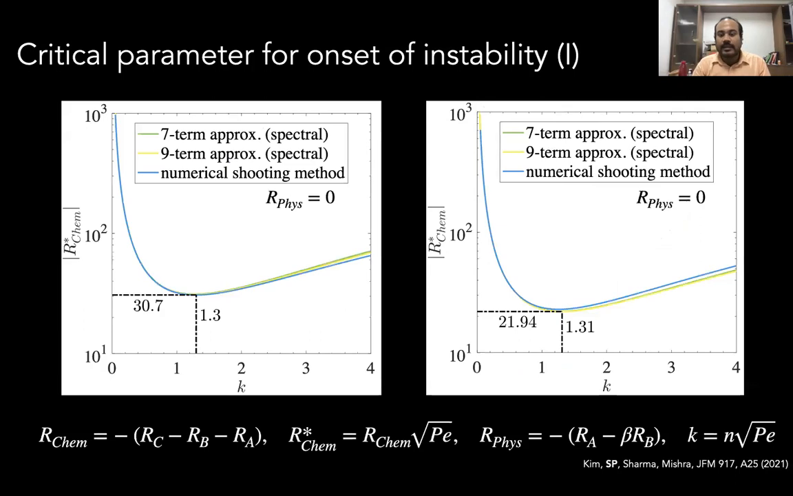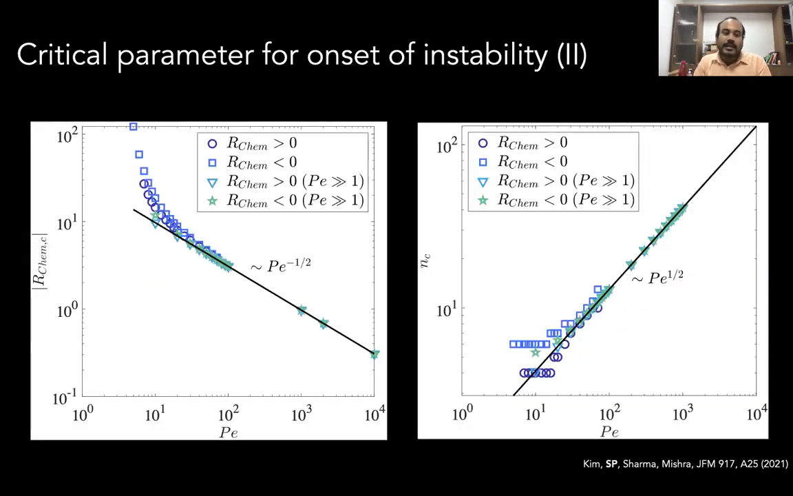That means the parameter that was the bottommost point in this curve for the R chemical, that was the critical parameter. So we plotted these critical parameters as functions of Peclet number, and we see that as Peclet increases, the large Peclet limit, shown at the bottom by these inverted triangles and the stars in these figures, is for the large Peclet number. And in this large Peclet number limit, we calculated analytically that these critical parameters should behave as Peclet to the power minus half.